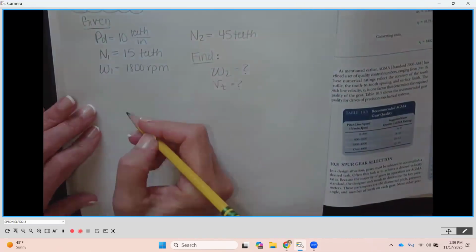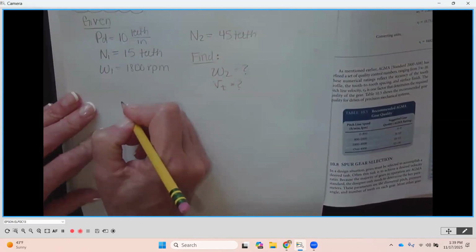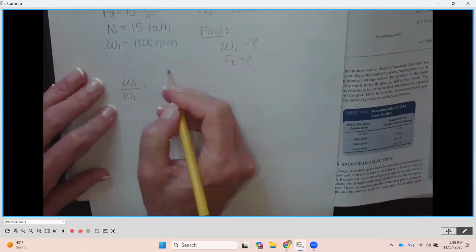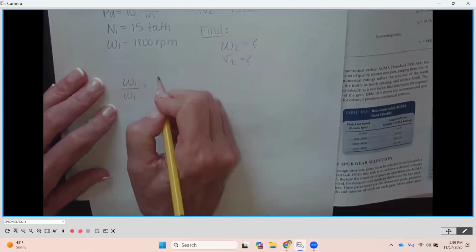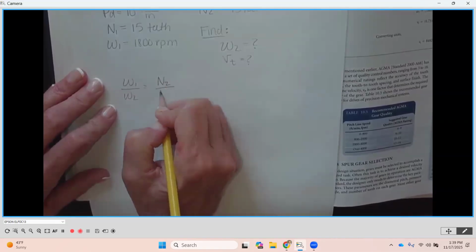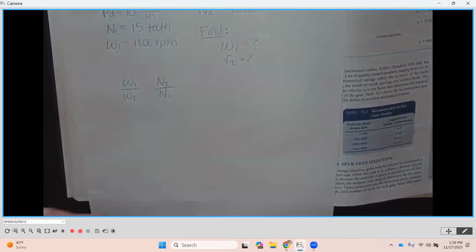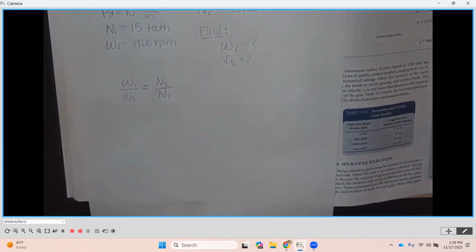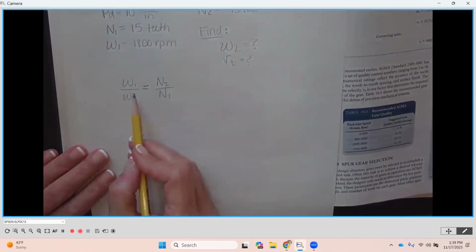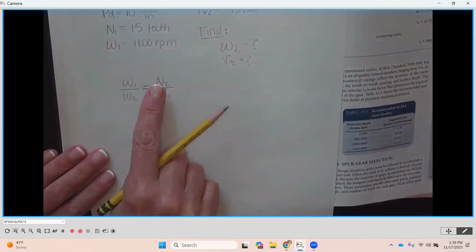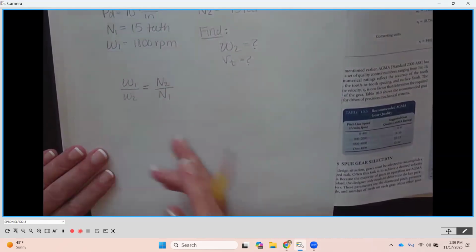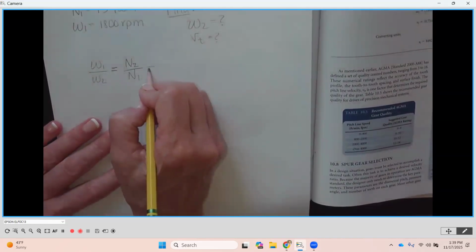So to find W2, we're going to take our first equation, W1 divided by W2 is equal to N2 over N1. Make sure you get the right things in here. The tops are always going to be the larger value of whatever the ratio is, and the top and bottom have to be the same variables. For this one, like I said, we know W1, N1, and N2. We need to find W2. So rearrange this equation to solve for W2.